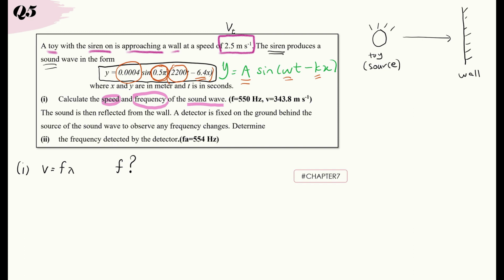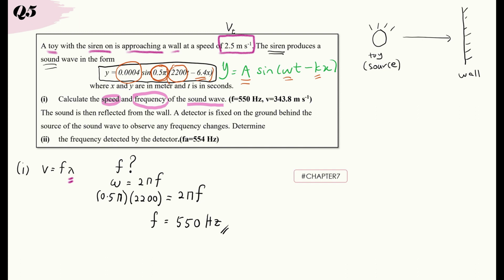The frequency can be acquired from the equation of omega, that is 2 pi f. And we know the value of omega is 0.5 pi times 2200, which is equal to 2 pi f. From here you get the frequency as 550 hertz.